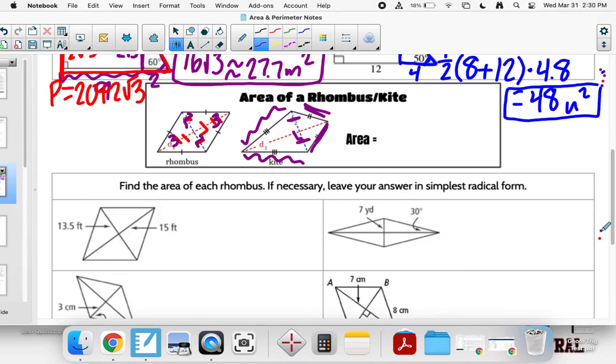Our formula for both of those shapes is half times one diagonal times the other diagonal. It doesn't matter which one is diagonal 1 or diagonal 2. Or if you want it the other way, d1 times d2 divided by 2. Those say the same thing.